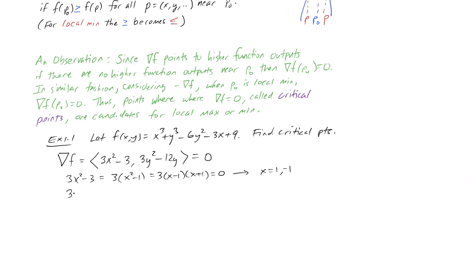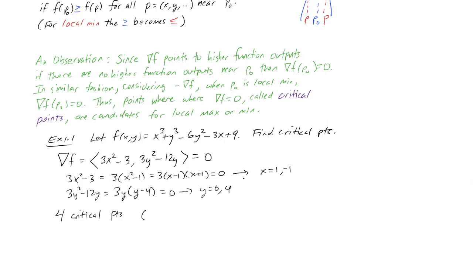And then if I look at the second component, if I factor out 3y, I'll get y minus 4. And that equals 0 implies y equals 0 or 4. And so we have 4 critical points corresponding to these different x's and y's.